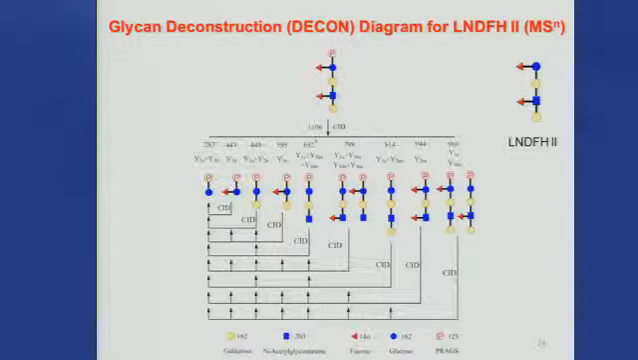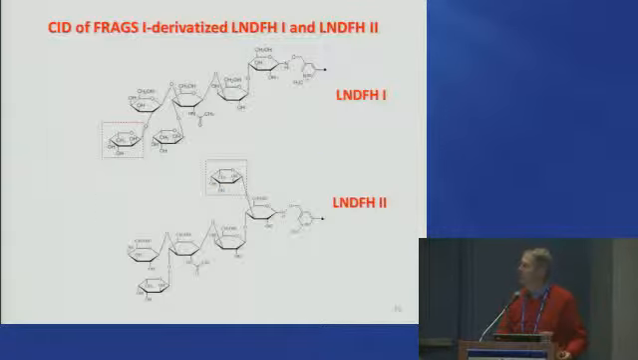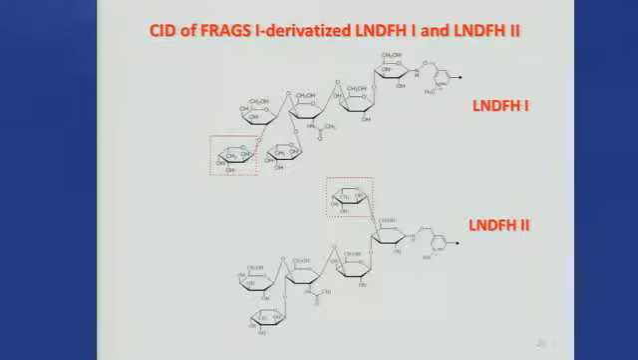All right, so this is the simplest reagent, but it's the one that's our go-to reagent to initially characterize an unknown structure there. Now, the free radical chemistry of these, both the FRAGS 1 and FRAGS 2, is a lot more complicated there. And we compared two different isomers here, the LNDFH1 and 2, and you notice they differ. I've highlighted it.